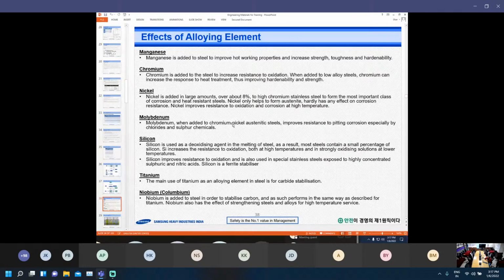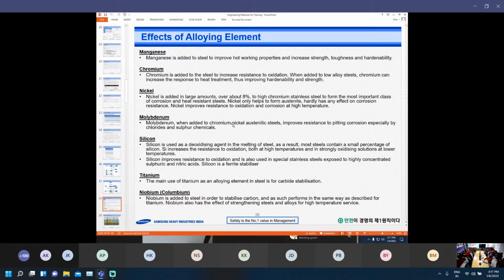Moly is very good for pitting resistance. Do remember this, moly, molybdenum. And silicon is used for deoxidation. Oxygen is very bad for corrosion. So this is also a good material as a deoxidation agent in the melting of steel.